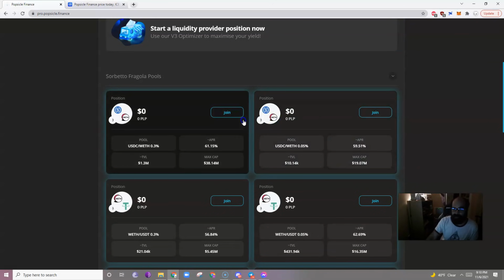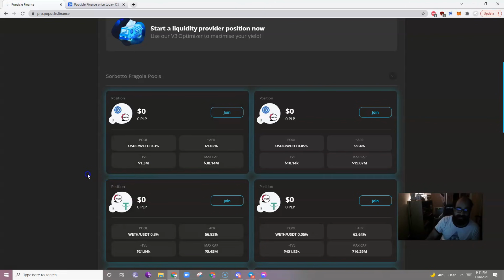But this is the Ethereum chain, right? This is where the main hub of Popsicle Finance lives. It's going to be cross-chain, cross multiple chains, if not all of the big chains. So you have WETH, USDC for 61% APR. Pretty good. However, auto compounding doesn't exist yet for Popsicle Finance. I wonder if they will implement that, or if there will be some sort of protocol on the Ethereum blockchain that assists with auto compounding.